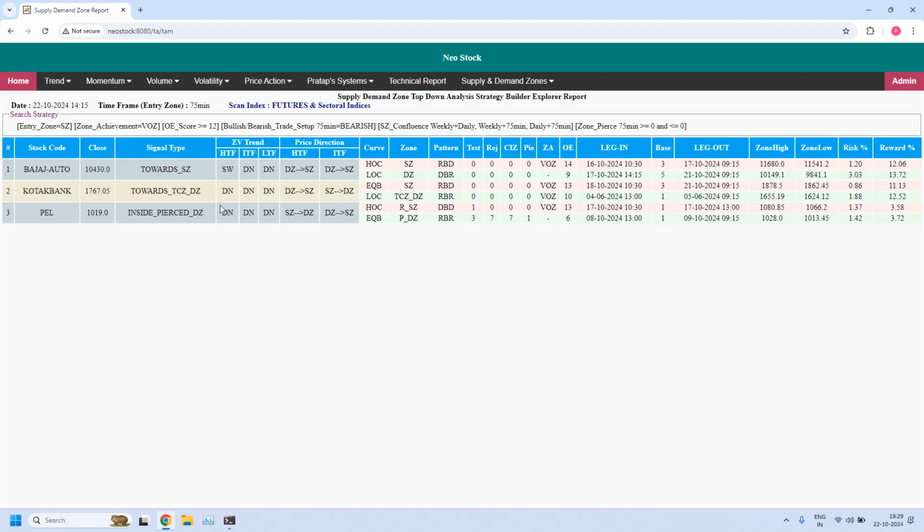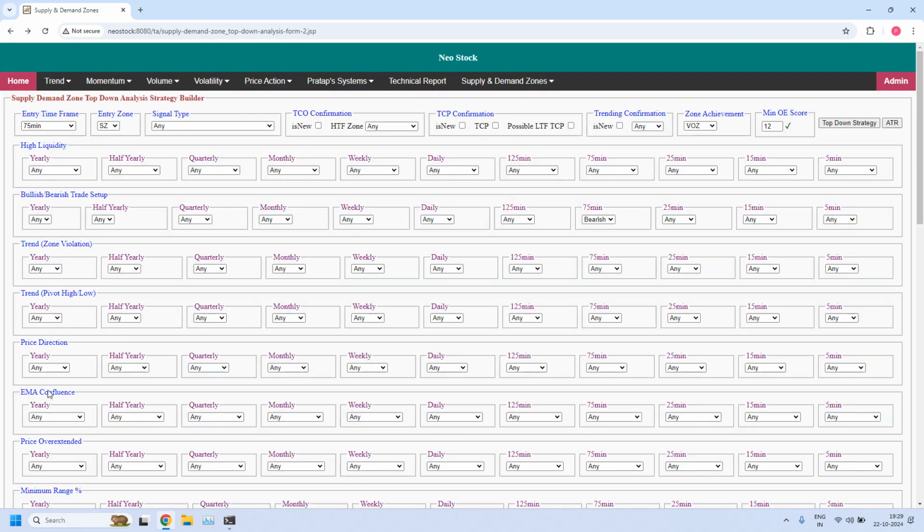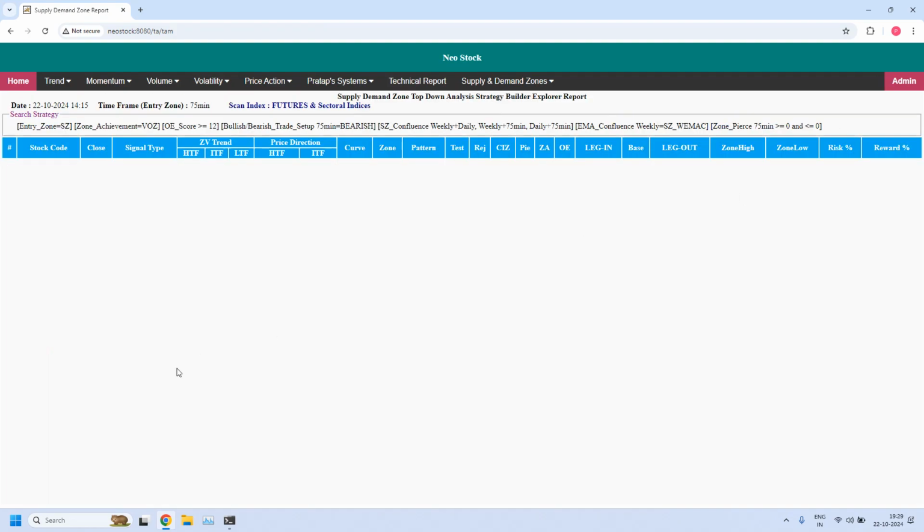The supply zones, weekly supply zones with weekly EMA confluence. So I am enabling in the EMA confluence weekly time frame, weekly demand zone, weekly supply zone with weekly EMA confluence. So none of those weekly supply zones are having weekly EMA confluence. Fine.